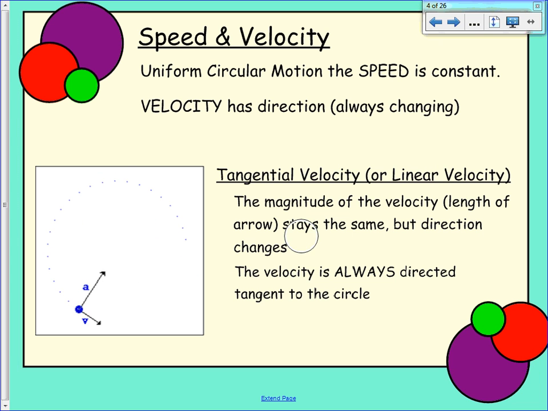And if you've taken math, you should hopefully remember that the word tangent means touching the circle at one point. So the tangent velocity, or we sometimes call linear velocity, is the magnitude of the velocity at that particular time, and it's facing the direction which is tangent to the circle at that point. So the velocity is always directed tangent to the circle at any point in time. So you can see that represented in the animation over and over again.